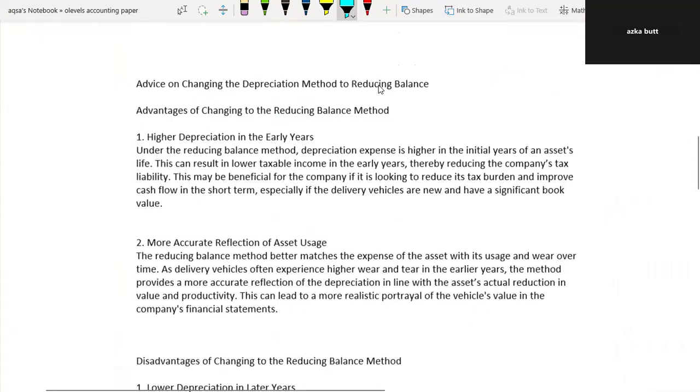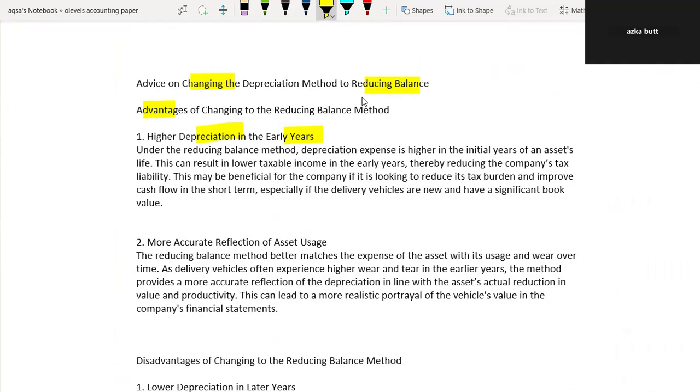Okay. So first of all, we are going to write two advantages for this. Advice on changing depreciation method to the reducing balance method. First, let's see the advantages. So first advantage is that there's a high depreciation in the early years because you are using the RBM. Under the reducing balance method, depreciation expense is higher in the initial years of an asset, because at the start we will apply the rate on the cost, and after that we will be applying the rate on its net book value.